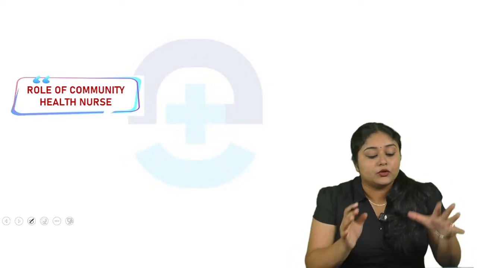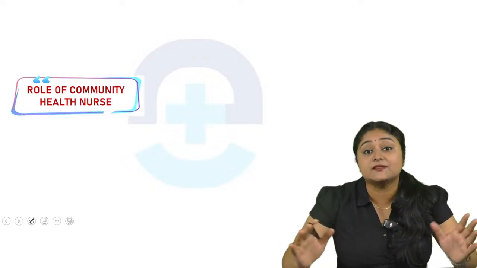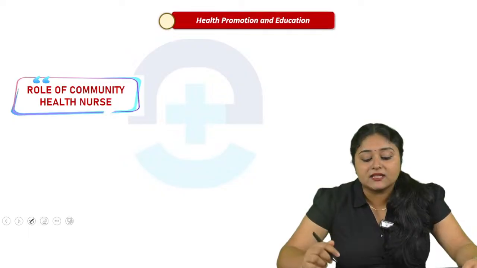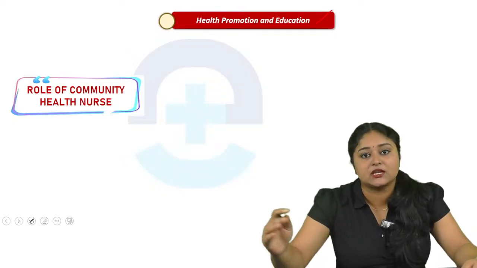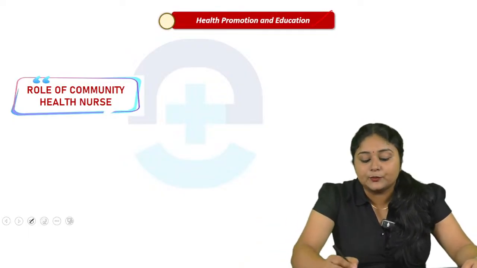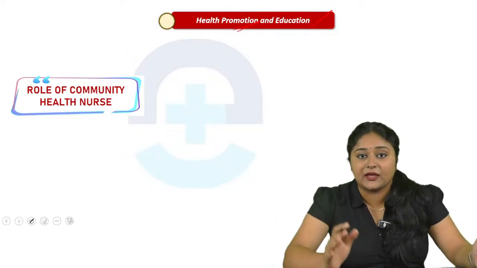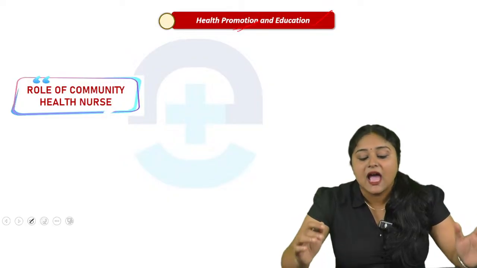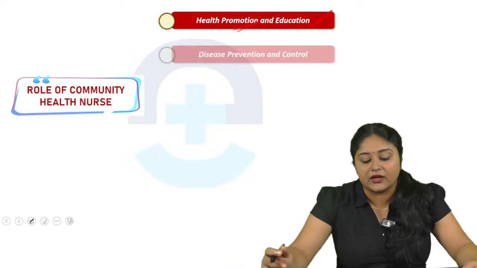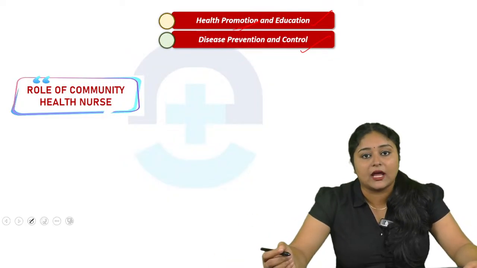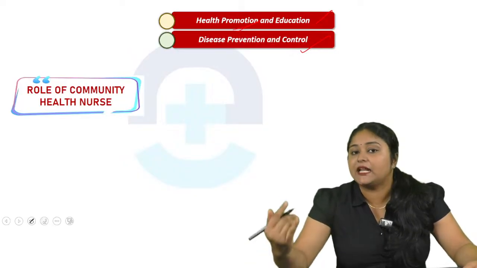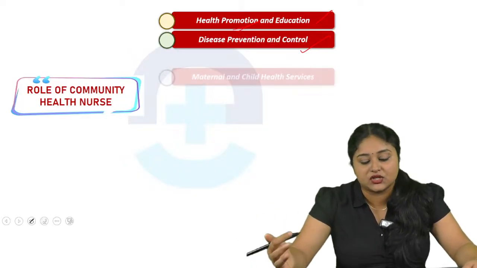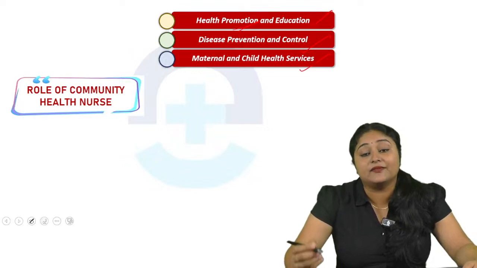So now come to the role of the community health nurse. What is the general role? Okay, first is health promotion and then education for the community people, and health promotion by providing proper healthy behavior, lifestyle as well as other information for prevention of disease as well as providing the proper education. Next is disease prevention and control for each and every level like primary, secondary as well as tertiary level. Next is the maternal and then child health service.